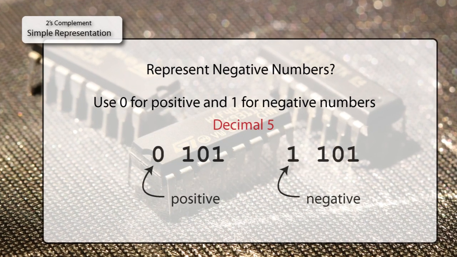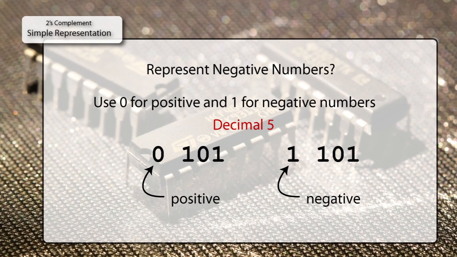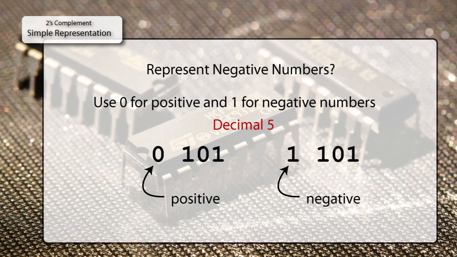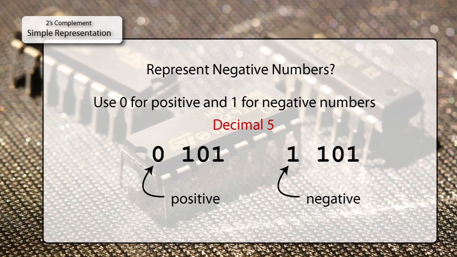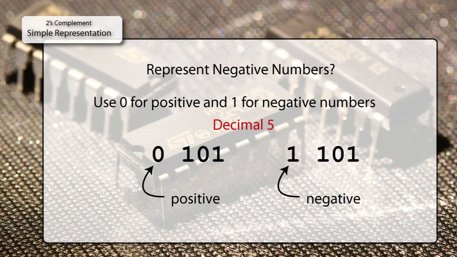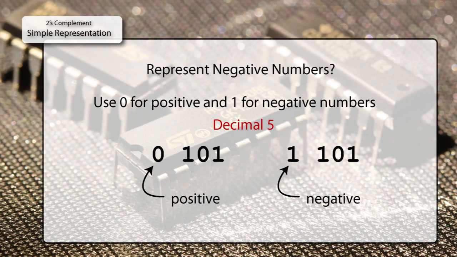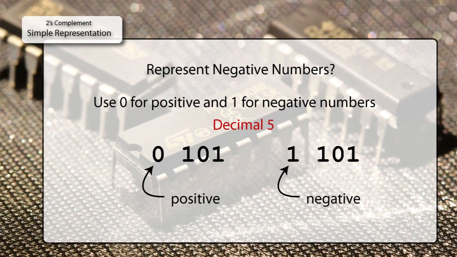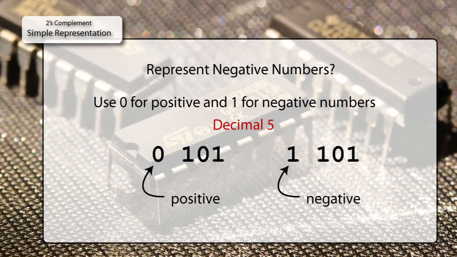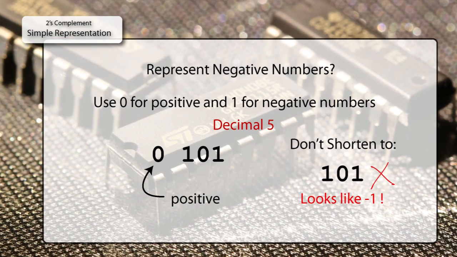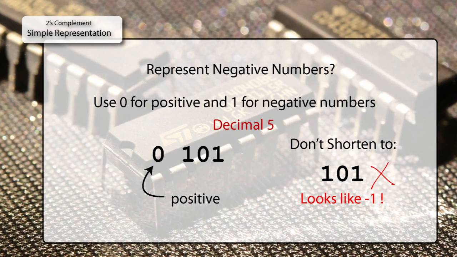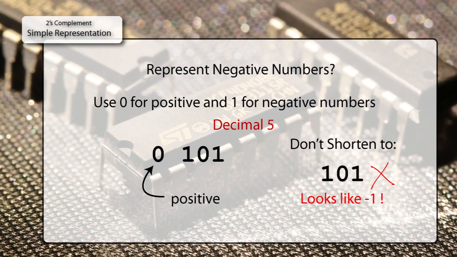So if we choose to use a 0 for a positive number, we could write 1101 to represent minus 5, where the first one says that the number is negative, and the remaining bits state that the value of the number is 5, or the magnitude of the number is 5. So that would be minus 5. So how do we represent plus 5? Well, it's written as 0101. So the sign is positive and the magnitude is 5. But we have to be very careful not to shorten the number to 101, as this would look like minus 1 under our number scheme.